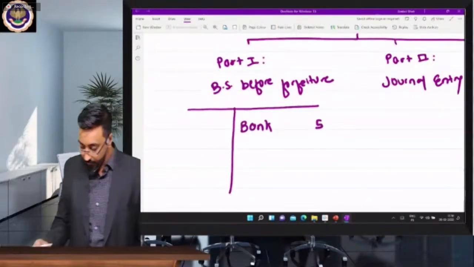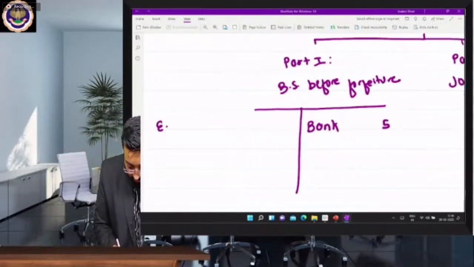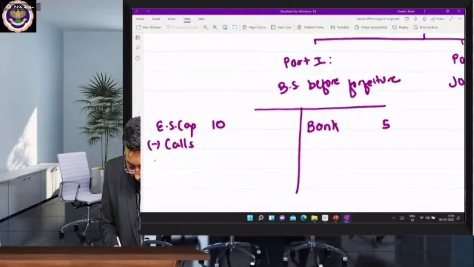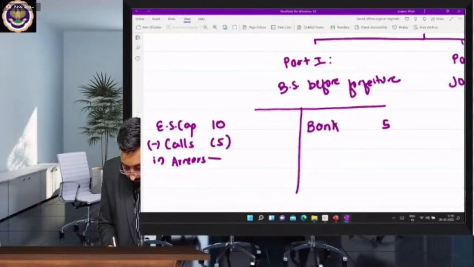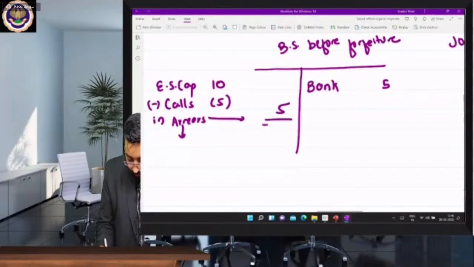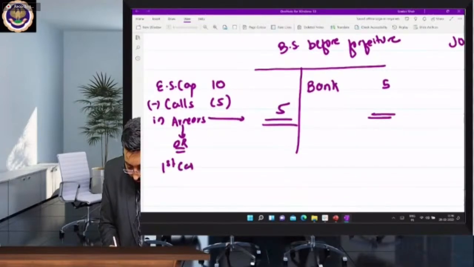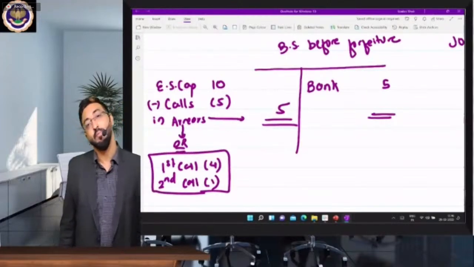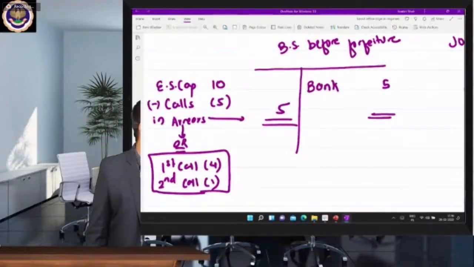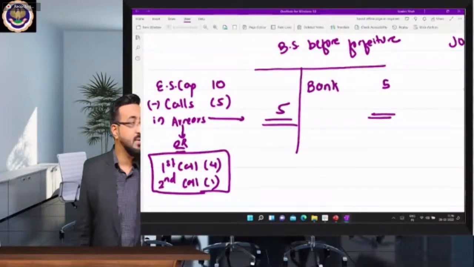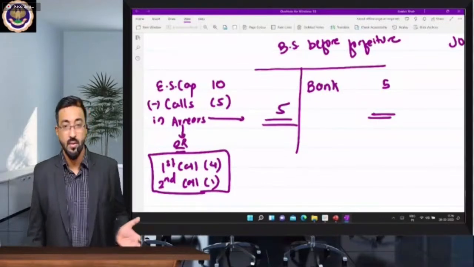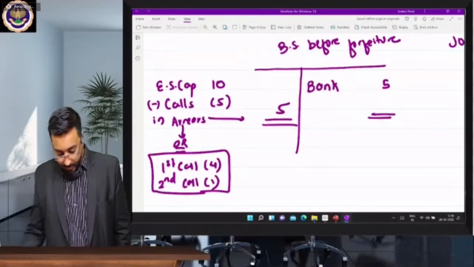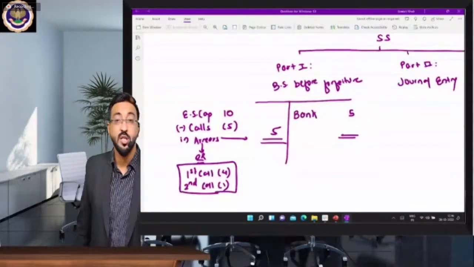Bank 5. Very good. Equity share capital, but I don't want any shortcut, I want it in detail. Equity share capital minus calls in arrears 5. And instead of this, you can write first call 4, second and final call 1. Open calls in arrears account or don't open it. If you don't open calls in arrears, which accounts are you going to open here? First call and second call. Simple till now. So this is part 1, balance sheet before forfeiture.